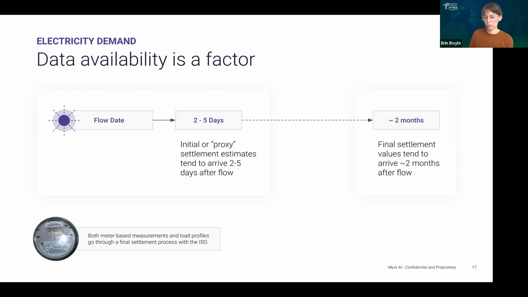Across a number of customers we've worked with across the country, we've seen that it tends to take something like 2 to 5 days for some kind of initial estimate to come in of what happened in the past. And this is called a settlement because of the kind of settlement process of billing essentially with the market. And then often there's about a 2-month delay until you have a final settlement. A final source of truth of the actual power that was consumed in the past.